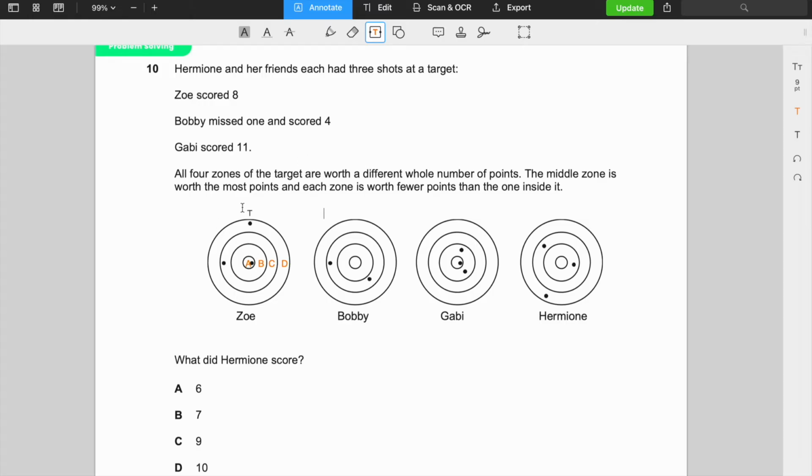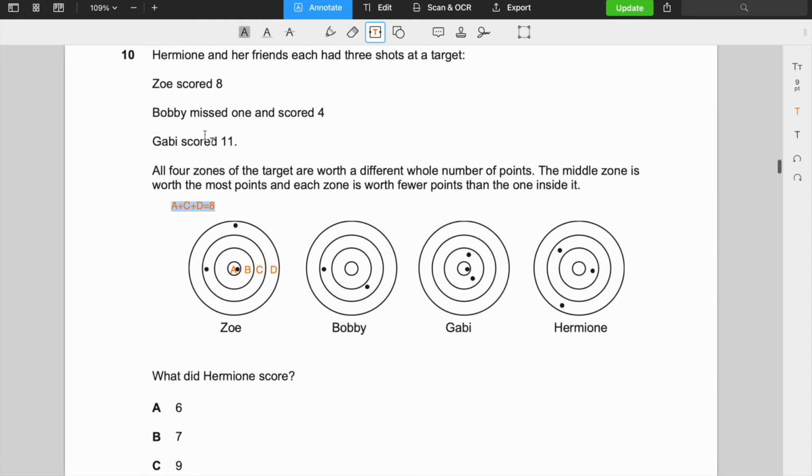Okay, so Zoe scores 8. So Zoe did 1 at A, 1 at C, and 1 at D. So we can say A plus C plus D equals 8. Bobby missed 1 and scored 4. So if you look at Bobby, we have A, B, C. So Bobby has 2 at zone C. So 2C equals 4. Therefore, C equals 2. Okay, that's Bobby. Gabby is A plus 2B, and that gives you 11.